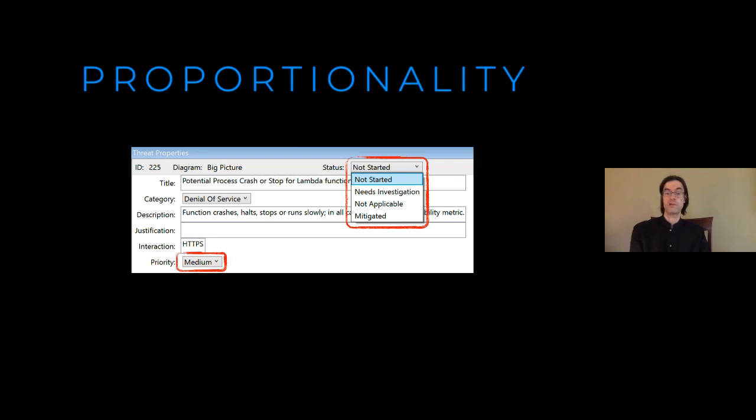Security should not exist solely for the sake of security. Security is always in furtherance of some greater organizational goals. It should be crafted with those goals in mind. So we set the priority based on the effect on human safety and then on the safety of our business. And then we consider the status. Is the issue not started yet? Does it require investigation? Have we decided that it's not applicable to our project, or have we mitigated the threat?